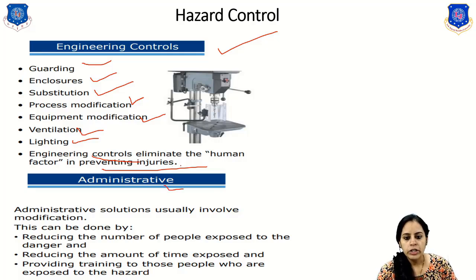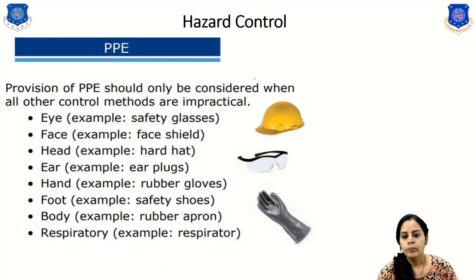The administrative control solution usually involves modification. This can be done by reducing the number of people exposed to the danger, reducing the amount of time exposed, and providing training to those people who are exposed to the hazard, which is administrative control. Then PPE means personal protective equipment.